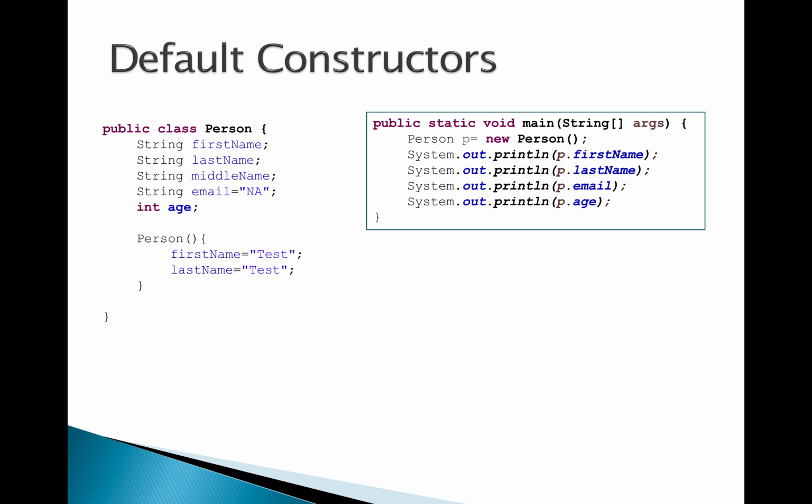So when I run the same program again, I'm going to get the output as test, test, and the email is going to be coming as NA because I have assigned it as NA. But first name and last name are going to be changed to test, and not null here. Only the middle name will be null. The first name and last name get the value of test because when you call new Person(), it is going to call the constructor Person, and we have written code to change the first name and last name to test here.